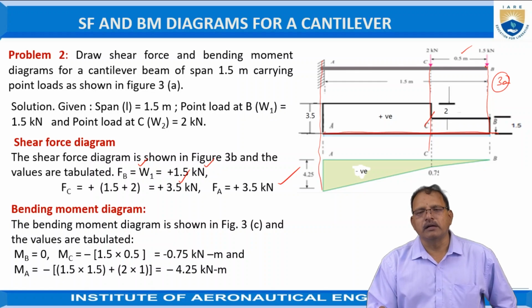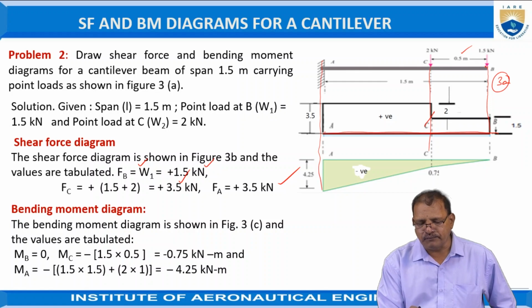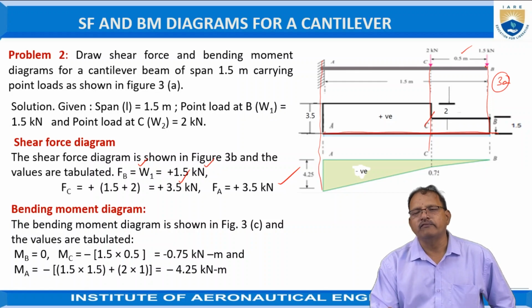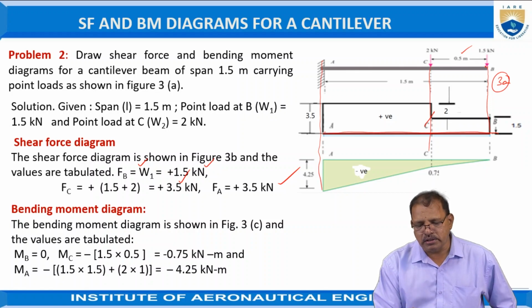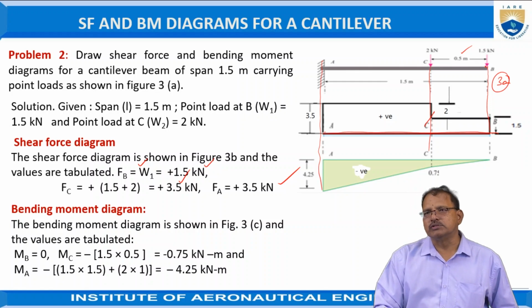Now, the shear force at A. There is no force acting between C and A, hence the shear force at A is equal to the sum of the forces which are acting toward the right side, that is 1.5 plus 2. Both are acting in the downward direction, hence positive. That means the shear force at A is also equal to 3.5 kilonewtons.